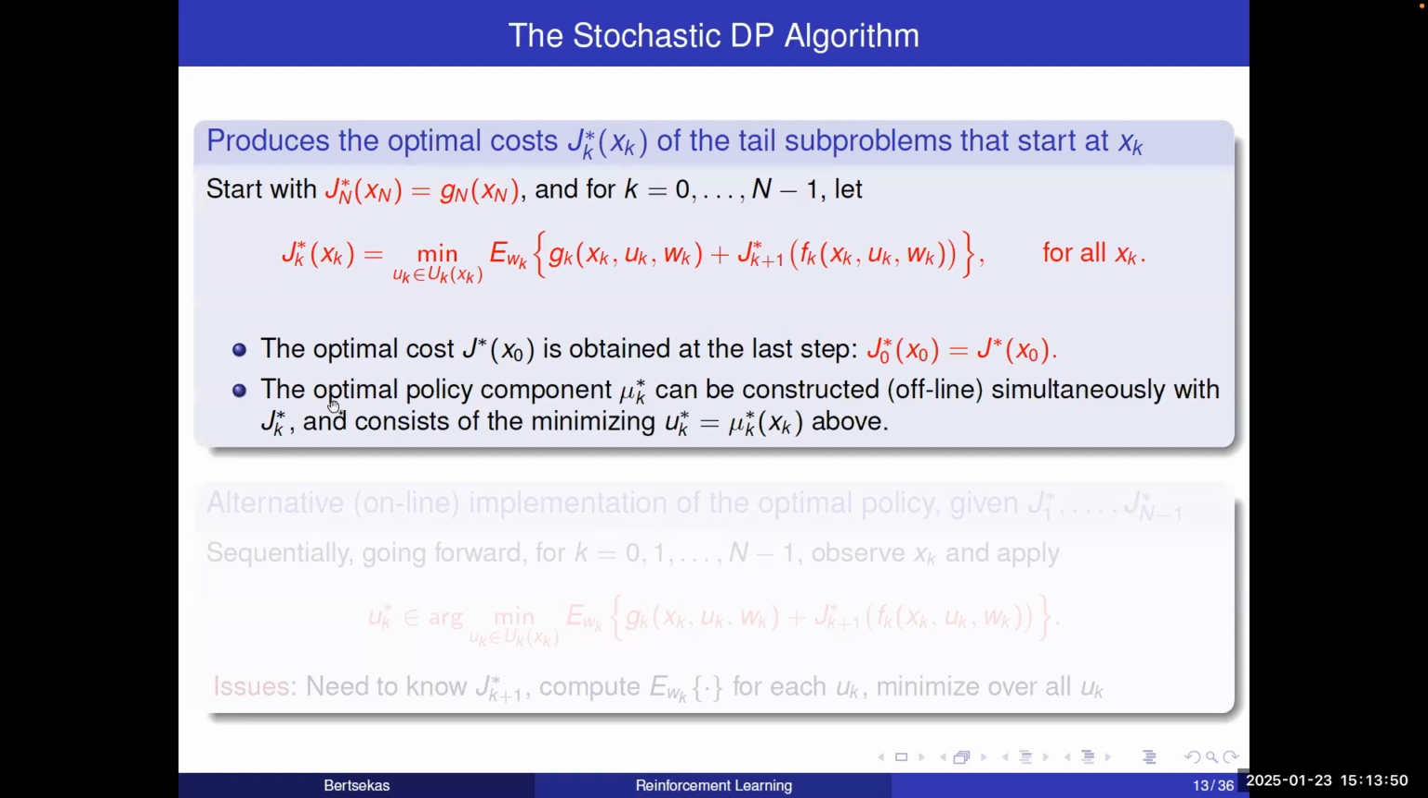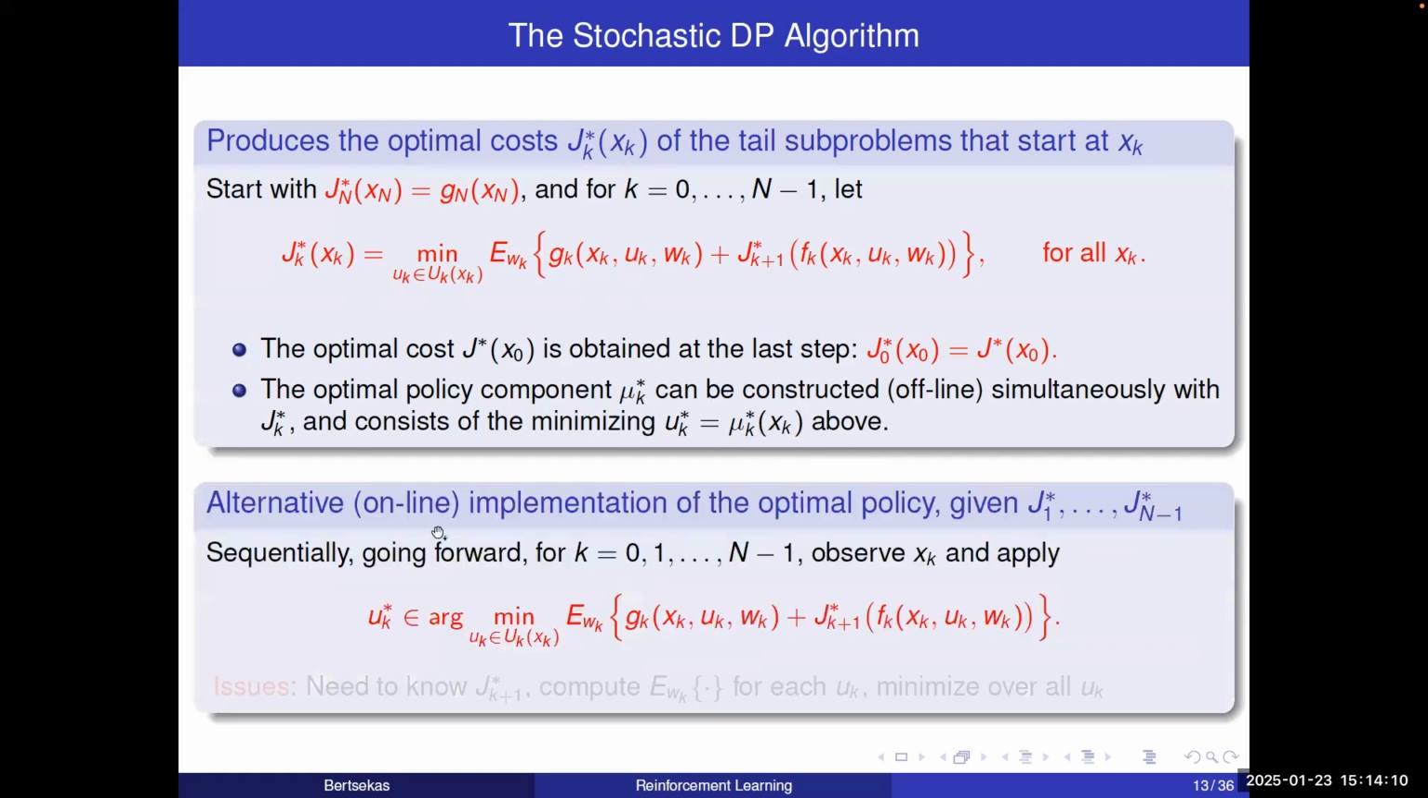Now, with this computation, you can also obtain the minimizing control for every state, and you can piece those together into an optimal policy, a lookup table that for each x_k gives you the corresponding minimizing control. Alternatively, you can use a forward computation after you have computed all the J stars. Assuming that you have all those, sequentially going forward, we observe x_k, and then we apply the corresponding control.